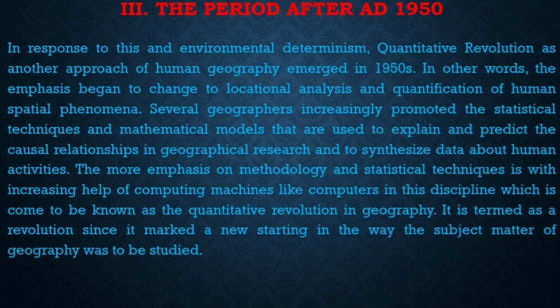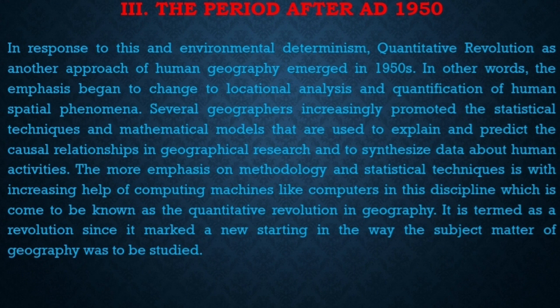In response to this and environmental determinism, the quantitative revolution, another approach of human geography, emerged in the 1950s. In other words, the focus began to change to locational analysis and quantification of human spatial phenomena. Several geographers increasingly promoted the statistical techniques and mathematical models that are used to explain and predict causal relationships in geographical research and to synthesize data about human activities. The more emphasis on methodology and statistical techniques, with the increasing help of computing machines like computers in this discipline, came to be known as the quantitative revolution in geography. It is termed a revolution since it marked a new starting in the way the subject matter of geography was to be studied.